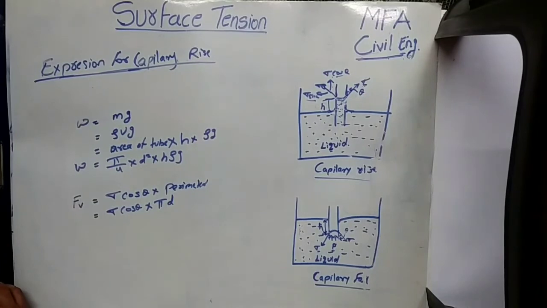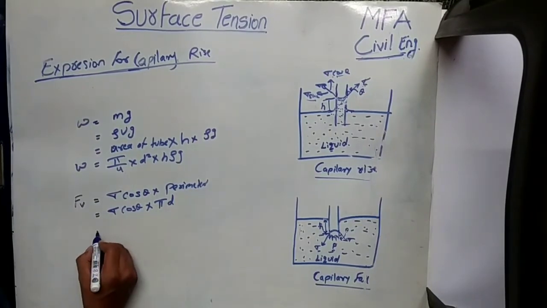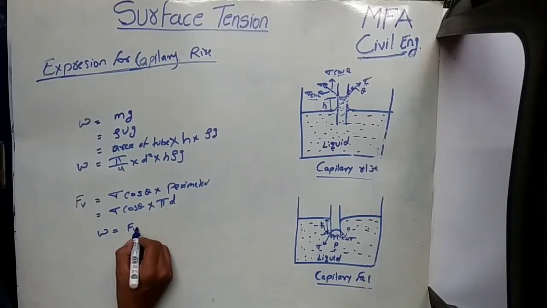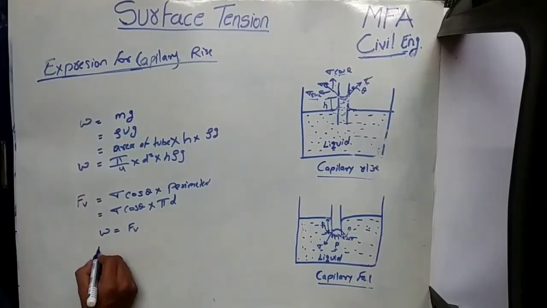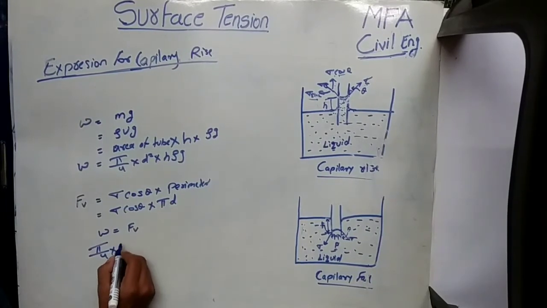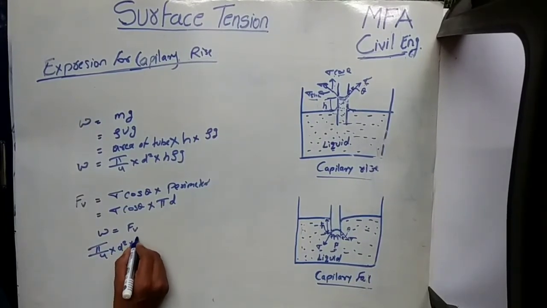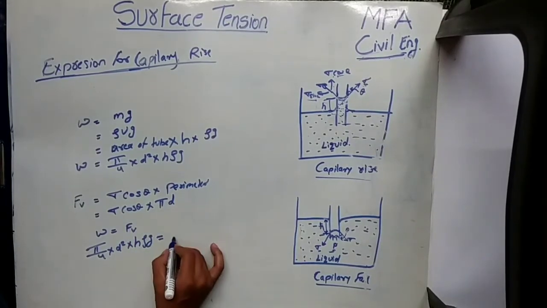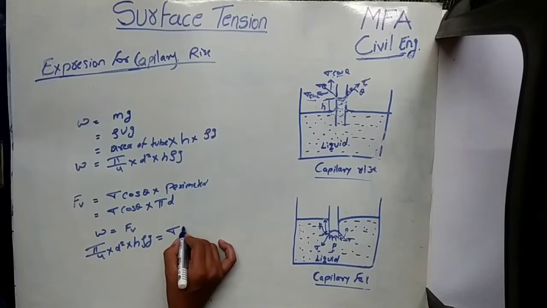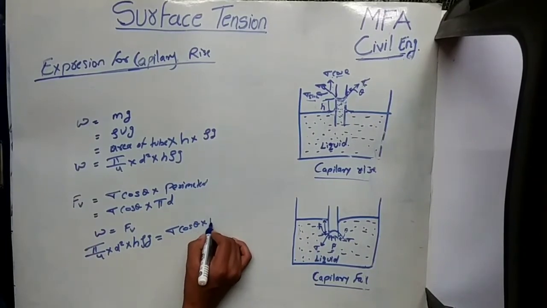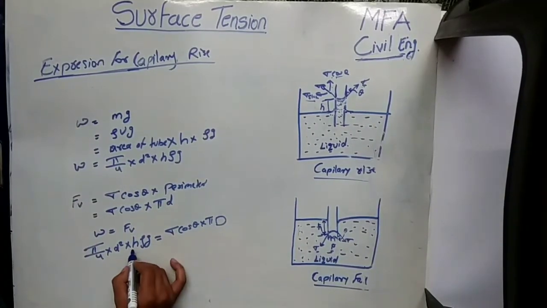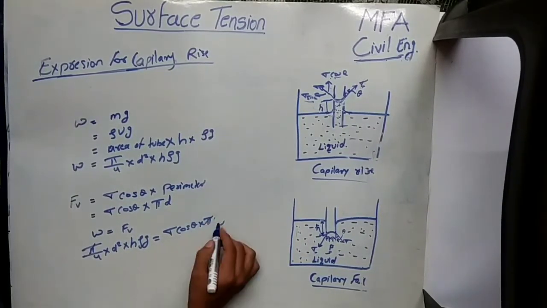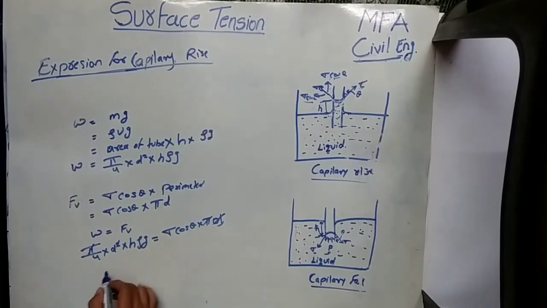Now for the equilibrium condition, both the forces should be equal, since the weight of the liquid should be equal to the surface tension in the vertical direction. Now the weight of the fluid is equal to pi by 4 into diameter square into h rho g, which is equal to the surface tensile force, that is, surface tension cos of theta into pi into d. Now pi gets cancelled, small d and the square get cancelled.